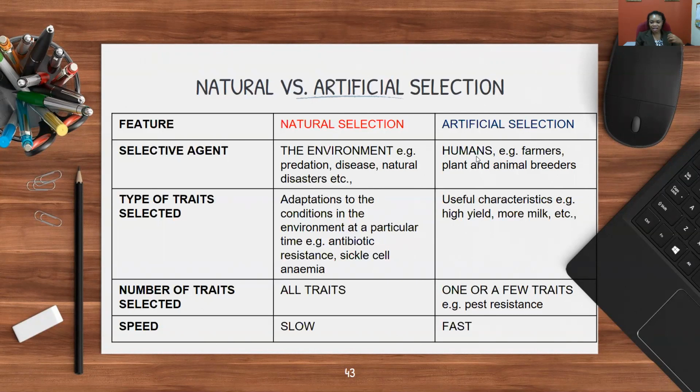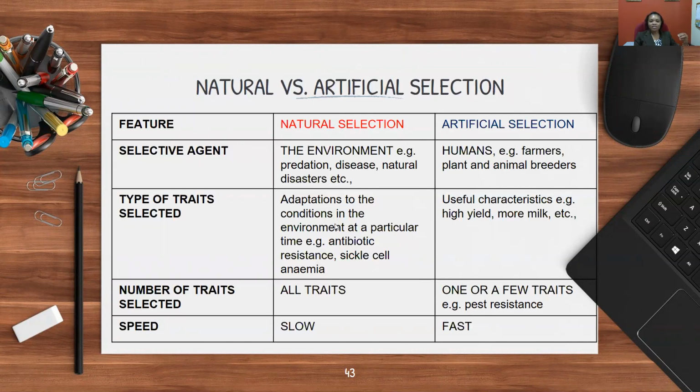It's through human action, right? So whether farmers want to breed a particular cattle, or whether human beings want a particular type of dog, they control the breeding process to get what they want. So they do the selection. Types of traits selected. So for natural selection, adaptations to the conditions in the environment at a particular time.